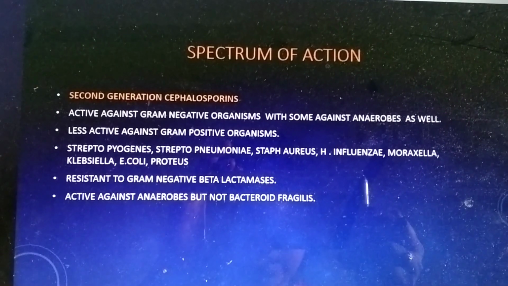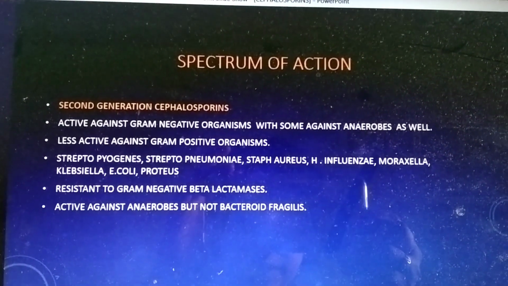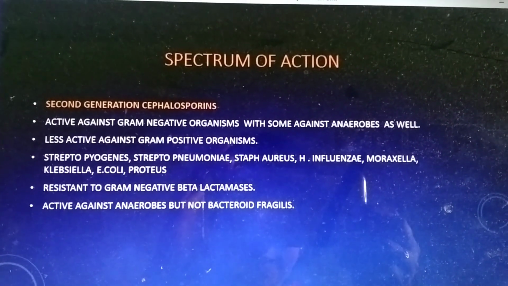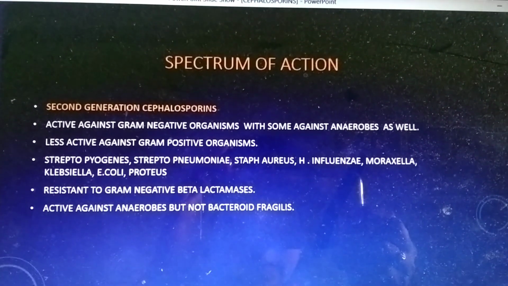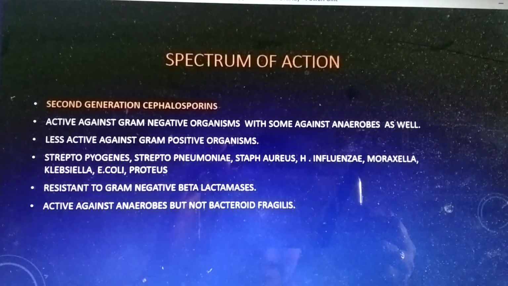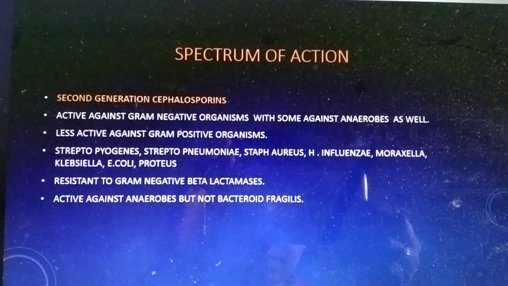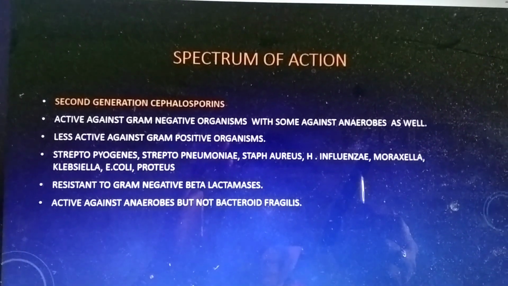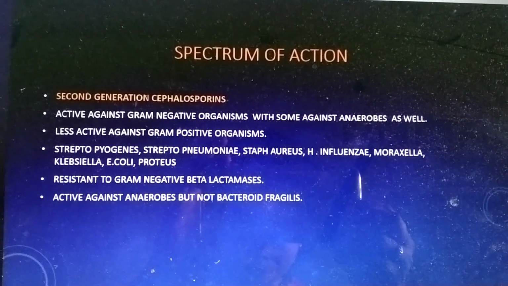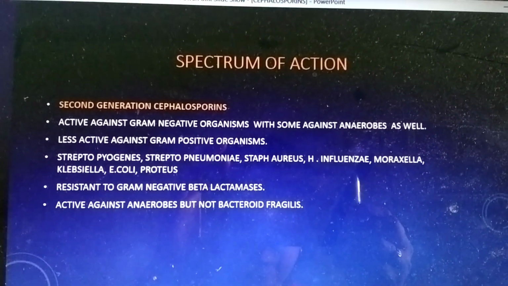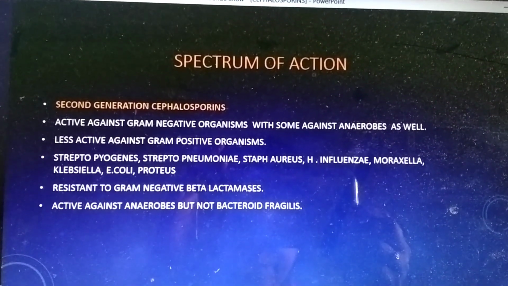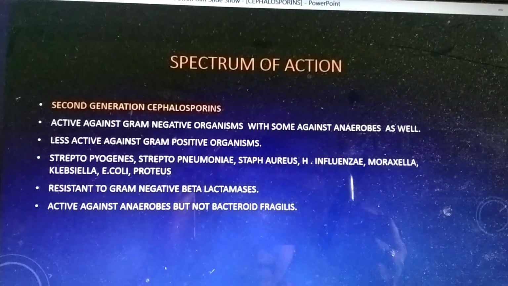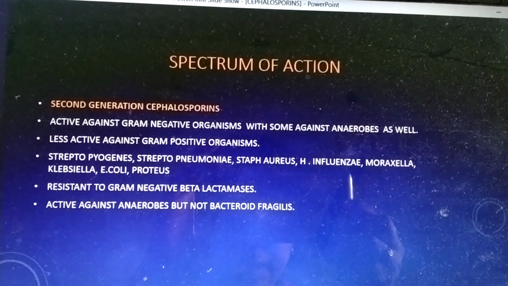Now coming to the spectrum of action of the second generation cephalosporins, they are active against the gram-negative organisms with some activity against the anaerobes as well. Less active against the gram-positive organisms. The spectrum consists of Streptococcus pyogenes, Streptococcus pneumoniae, Staph aureus, Haemophilus influenzae, Moraxella, Klebsiella, E. coli, Proteus.